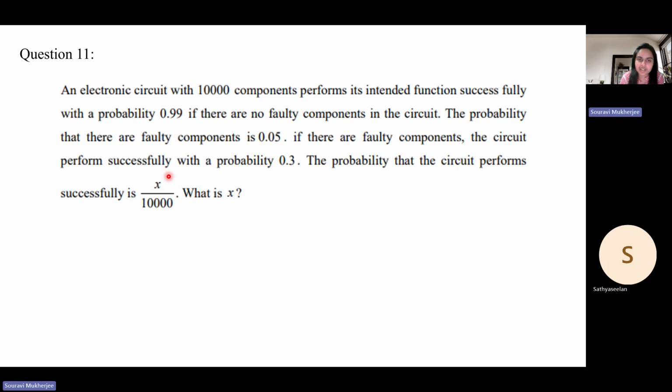So again, you have to first define the different events. And then from those different events, you have to look at what the combinations are, so one event given the other, all those combinations. And then use the theorems that we had discussed.